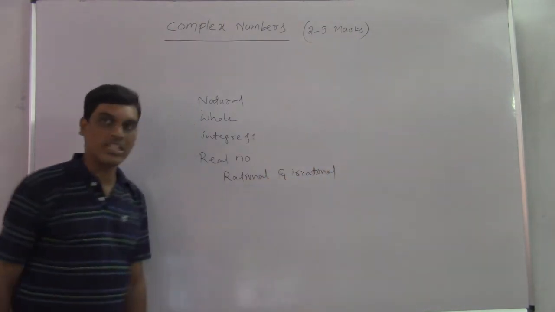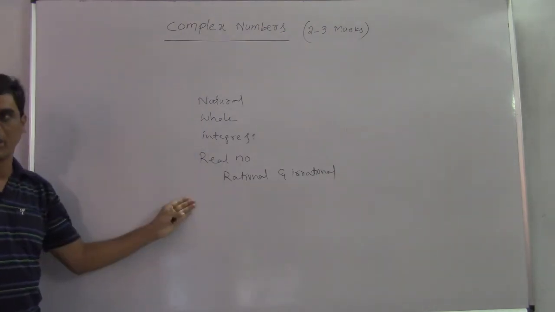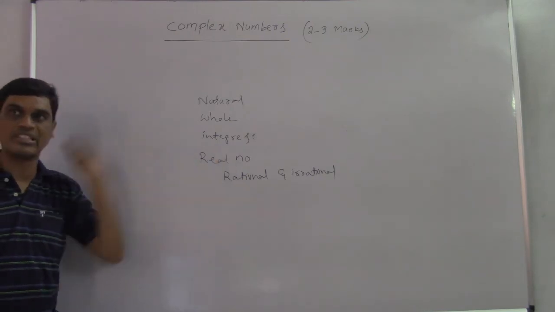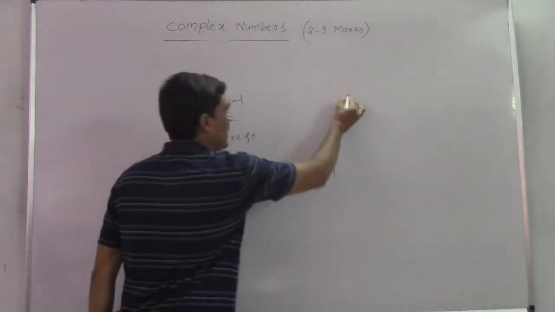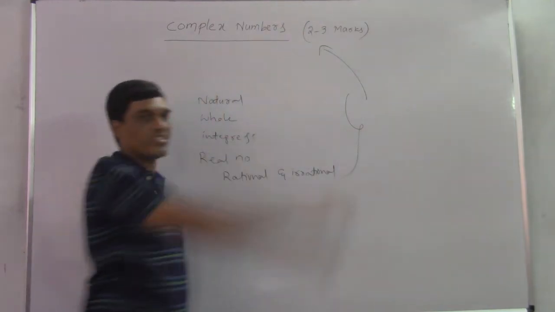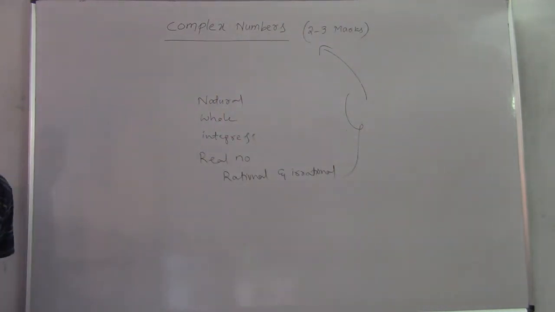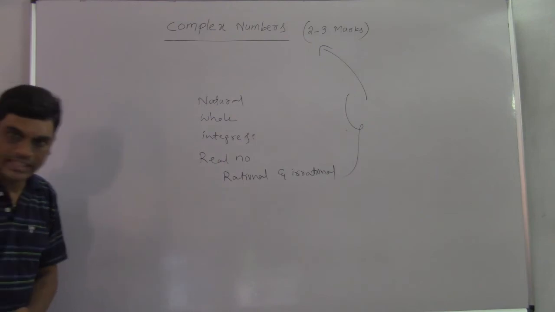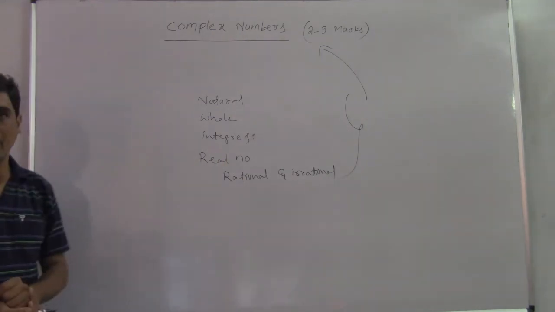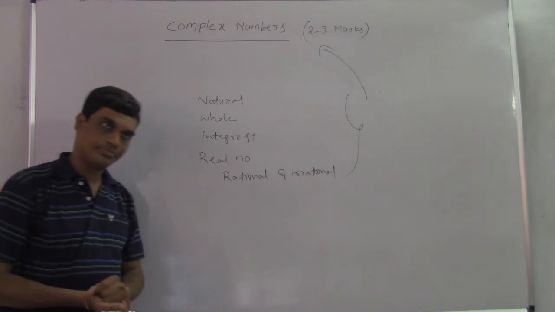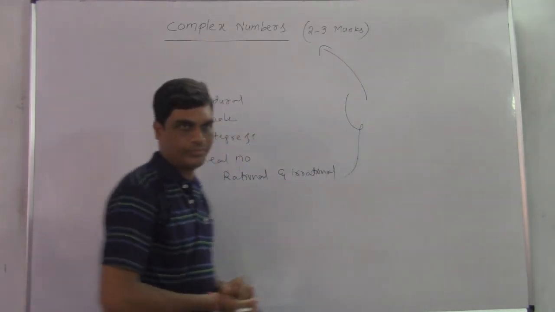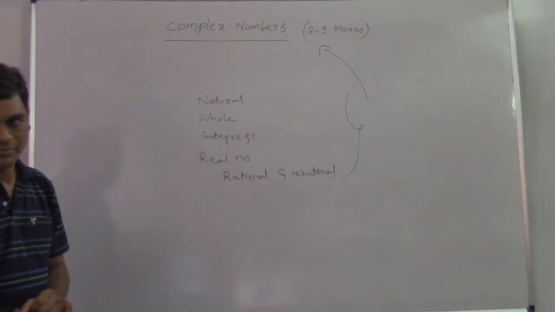So up to 10th class level you have so many types of number system: natural numbers, whole numbers, set of integers, real numbers, rational numbers, irrational numbers. Then what is the need to study about complex numbers? This is my doubt. Up to 10th class level you have so many types of number systems. Then what is the need of complex numbers? Anyone?